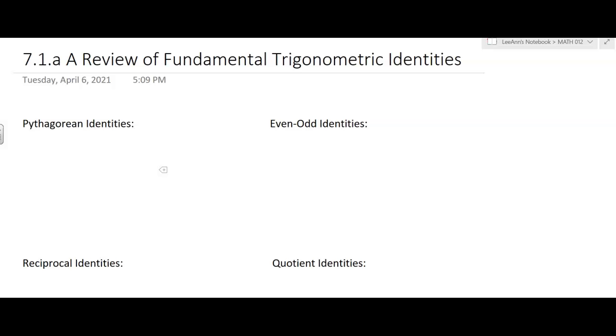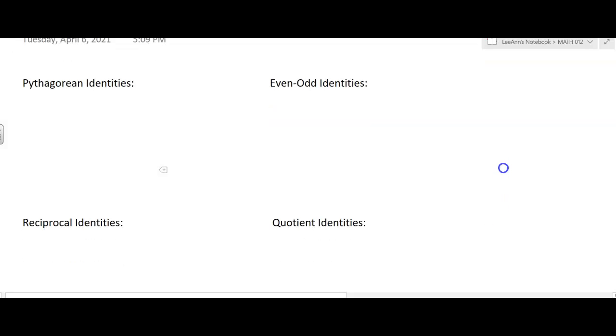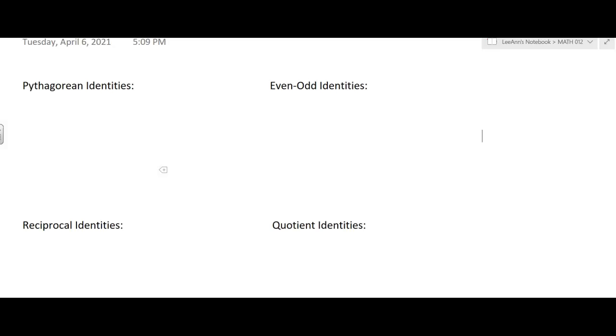In this chapter, chapter 7, one of the things we're going to do is add to our list of identities. So we're going to start with a review of the fundamental trigonometric identities. Okay, so we have our Pythagorean identities. Sine squared theta plus cosine squared theta equals 1.